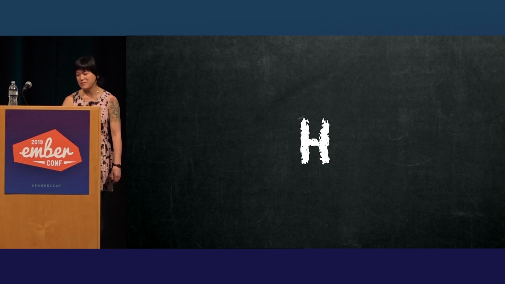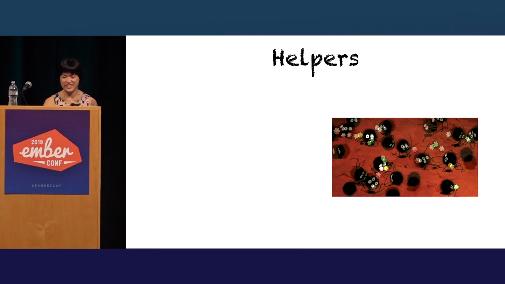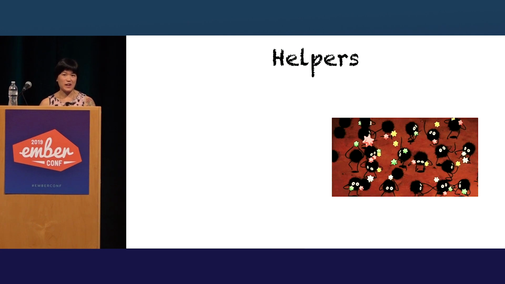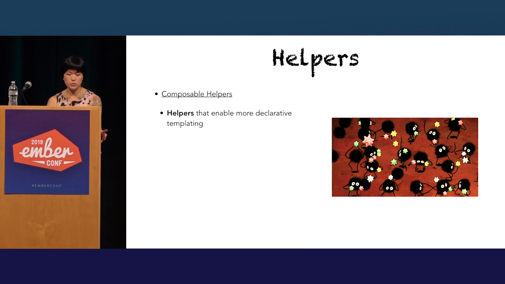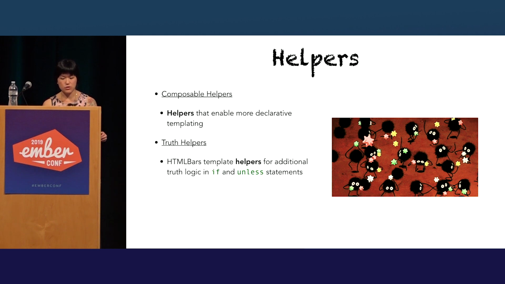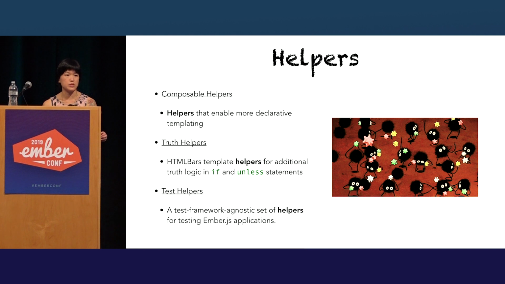Check it out. Okay, H is for helpers. There are lots and lots and lots and lots of helpers in Ember. The first one that I learned about were composable helpers, that are helpers that enable more declarative templating. And then also truth helpers, which allow for the additional truth logic in conditional statements. And then lastly, I also learned about test helpers, which are a framework or a set of helpers that allow you to test your Ember.js applications.